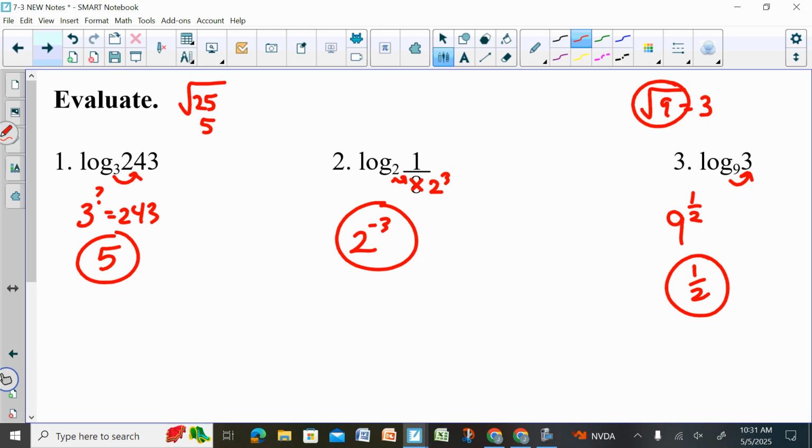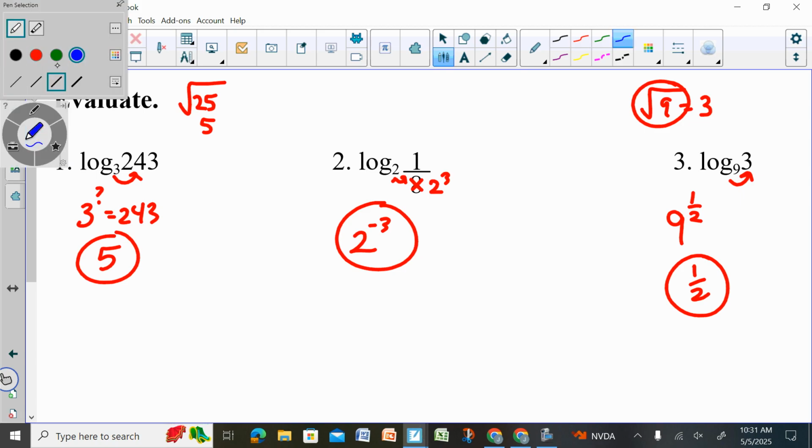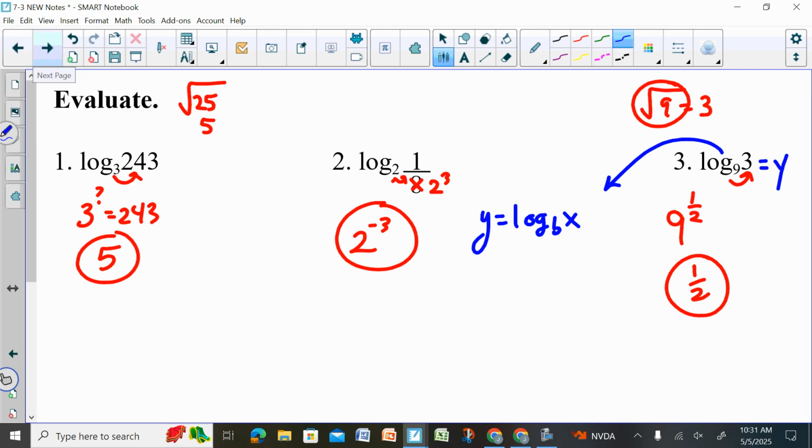Now, if you do get stuck, for instance, if on number 3 you couldn't figure that part out, you can just rewrite it as y equals log base b of x. Okay, and this is what this thing equals. There is no y value. So we're going to put that in terms like this. So we have that equation, and then we want to rewrite it, and we're basically saying 9 to the y is equal to 3 to the 1st.